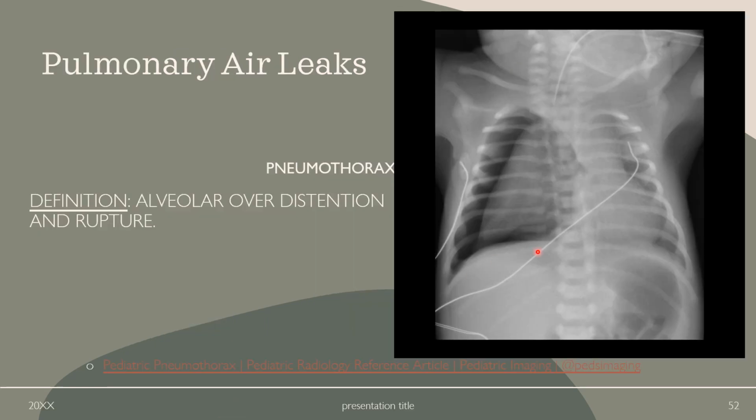And this is an x-ray of a pneumothorax. You can see this rim of air. And you can see that our heart is more pushed over to the left, since this is a right-sided pneumothorax.